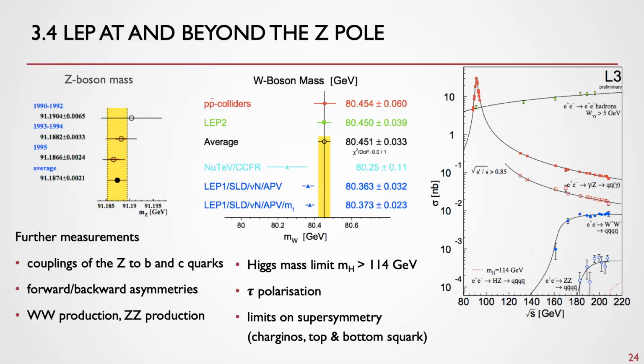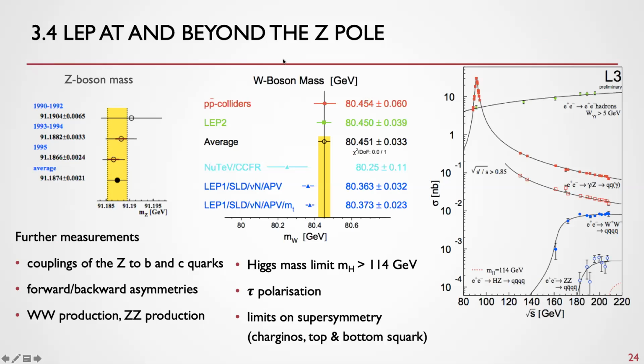So there was one example at LEP. Many more things could be measured. The Z boson mass value was measured to very high precision. If you look at the x-axis here, it's 91.185 or so. So there is a 10 to the minus 3 or so, 10 to the minus 4, 10 to the minus 3 precision on the Z boson mass.